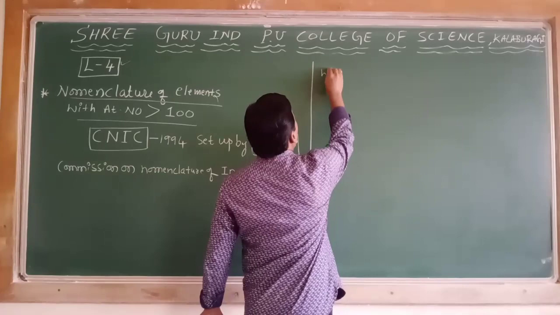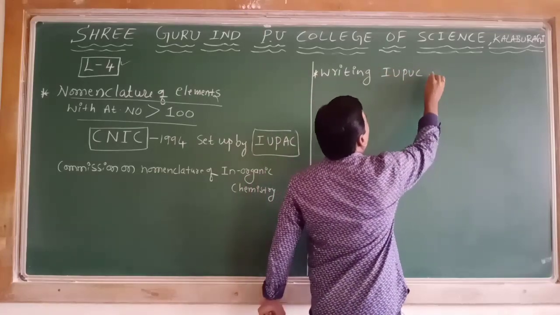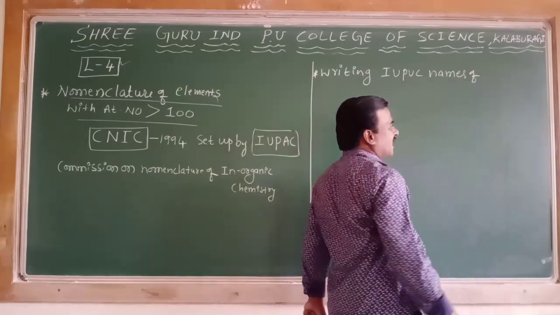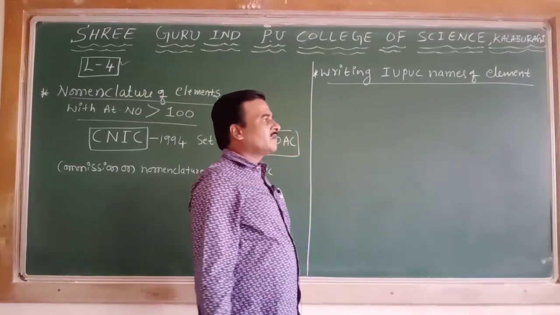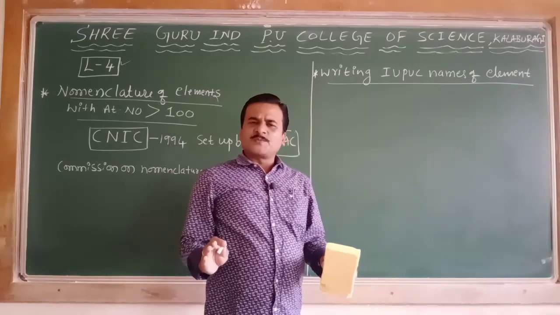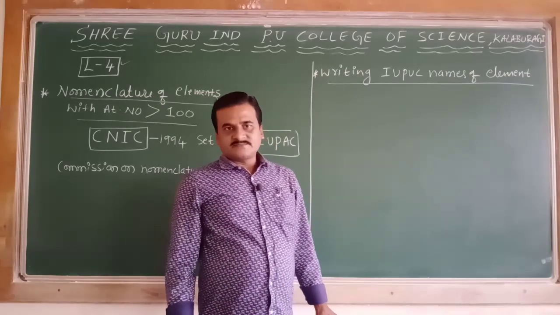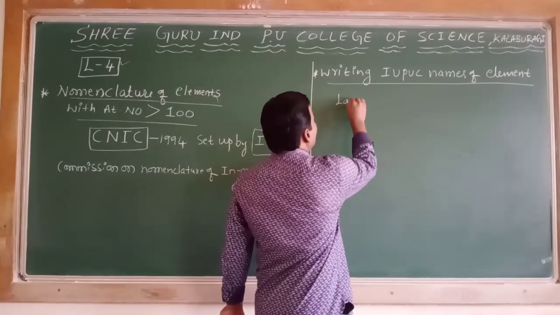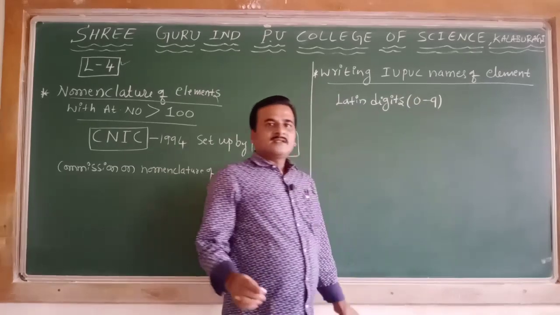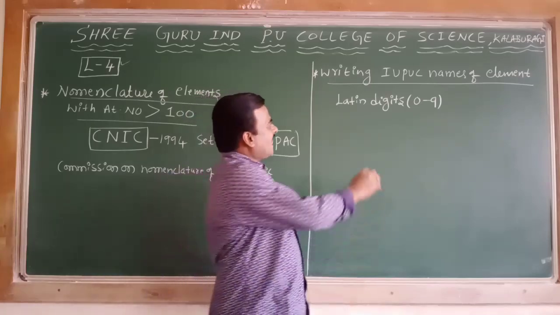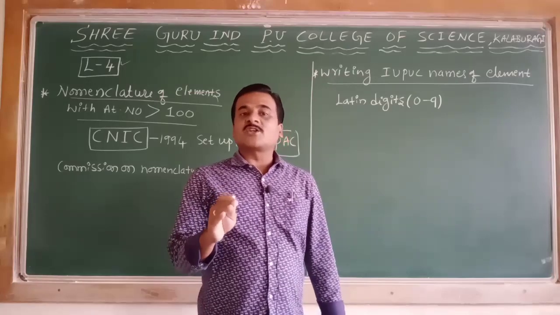Writing IUPAC names of elements. In writing the IUPAC names of the elements with atomic number more than 100, the Latin digits 0 to 9 are put together in the order in which they appear in the atomic number of a particular element.